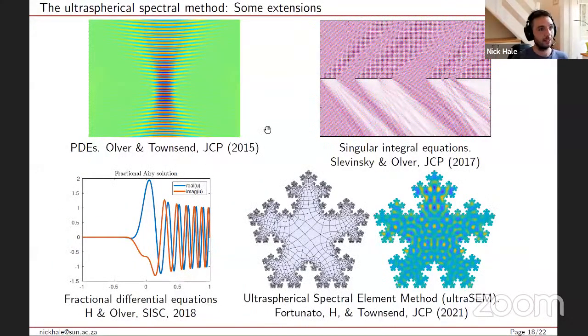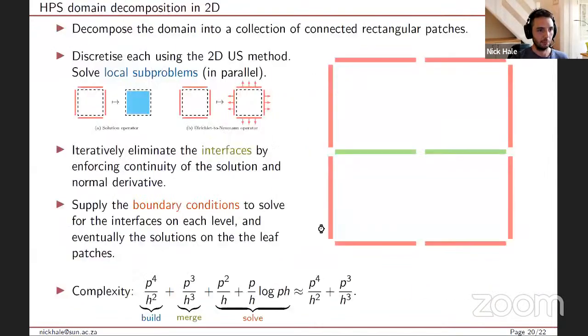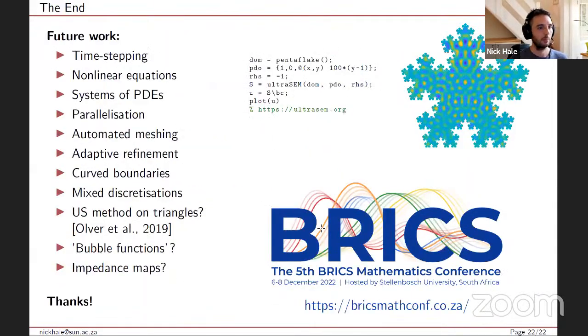I'll briefly say that these ideas can be extended, so you can apply the same ideas for 2D problems just by taking bivariate Chebyshev expansions. It's been applied to singular integral equations. We've done some work in fractional derivatives and convolution equations. And what I was going to talk to you about was a spectral element method based on these ideas, but of course I don't have time. So I think I am out of time, so I will wrap up.